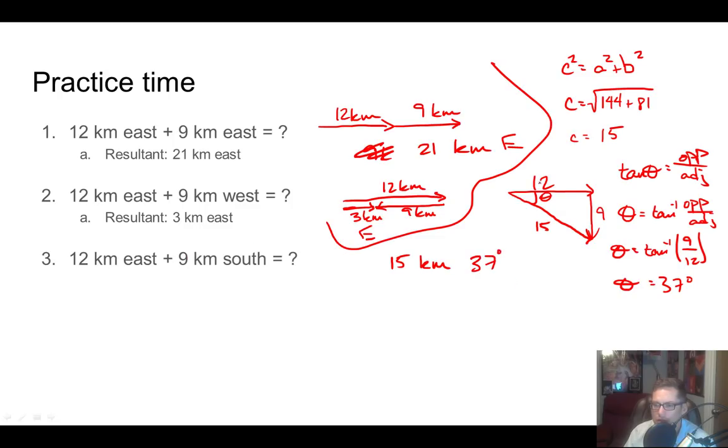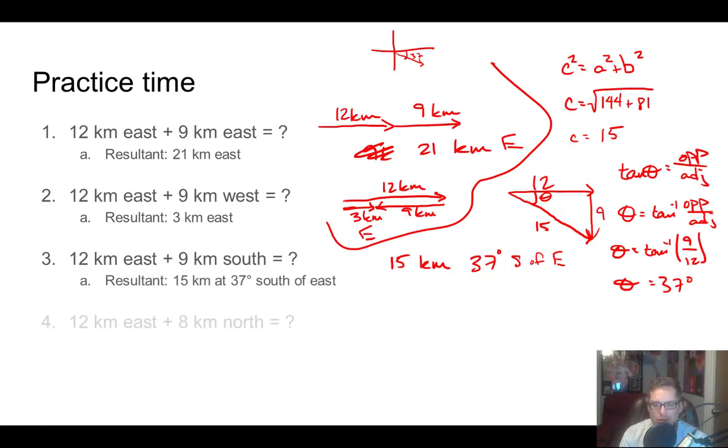Now we have to think about this. This is where it gets a little tricky. If we're on an XY coordinate system like this, and our vector is coming off this way, and this is 37, that means our vector is 37 degrees south of east. We've got east, and we're 37 degrees south of that. And that's what I got before, so that's good.